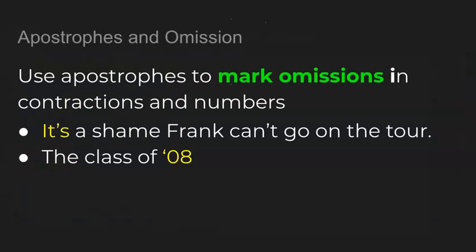A secondary use of apostrophes is that they mark omission. It means that you took something out, specifically with contractions and numbers. So, it's a shame Frank couldn't go on the tour. In this case, the apostrophe represents the I being taken out of "it is." The class of '08, we can assume that the apostrophe, depending on the context, means that 20 was omitted or 19 was omitted.